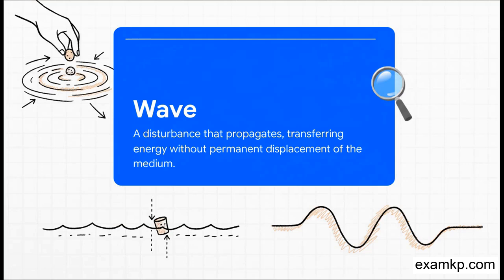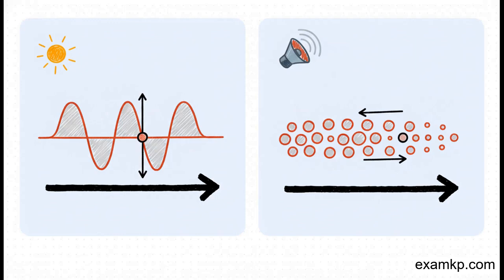Now, waves mostly come in two main flavors, and it all depends on how the particles move. First, you have transverse waves. I want you to imagine holding a rope and shaking it up and down. You see how the wave travels forward, but the rope itself is moving up and down. That movement is perpendicular to the direction the wave is going. Light waves are a perfect example.